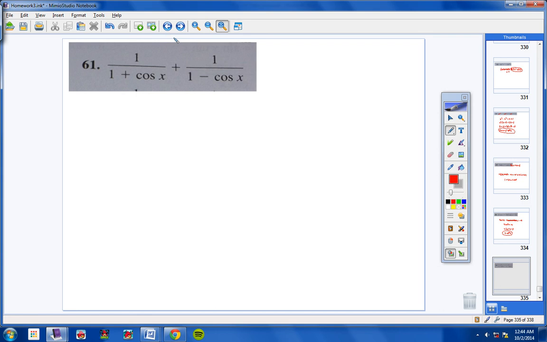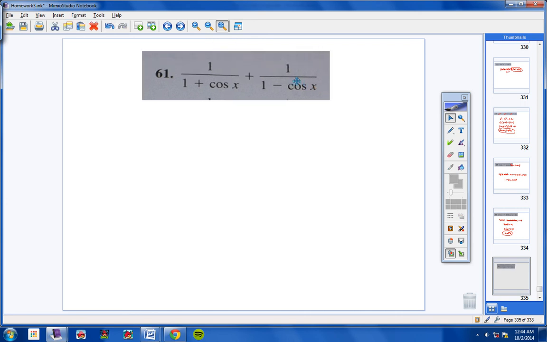Combine them and then simplify. Okay, so here we go. Let's go ahead. Looks like we're going to multiply the top fraction here by 1 minus cosine. So here's what we're going to do. Let's go ahead and take this and slide it over here. And let's get out our pen here and let's get rid of some stuff, so we have some room to work real quick here. There we go, much better.